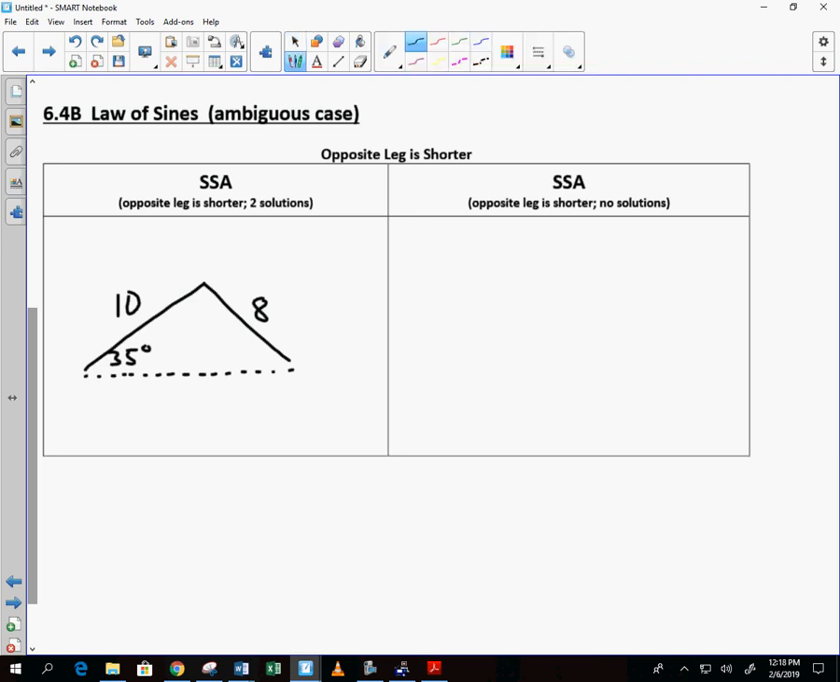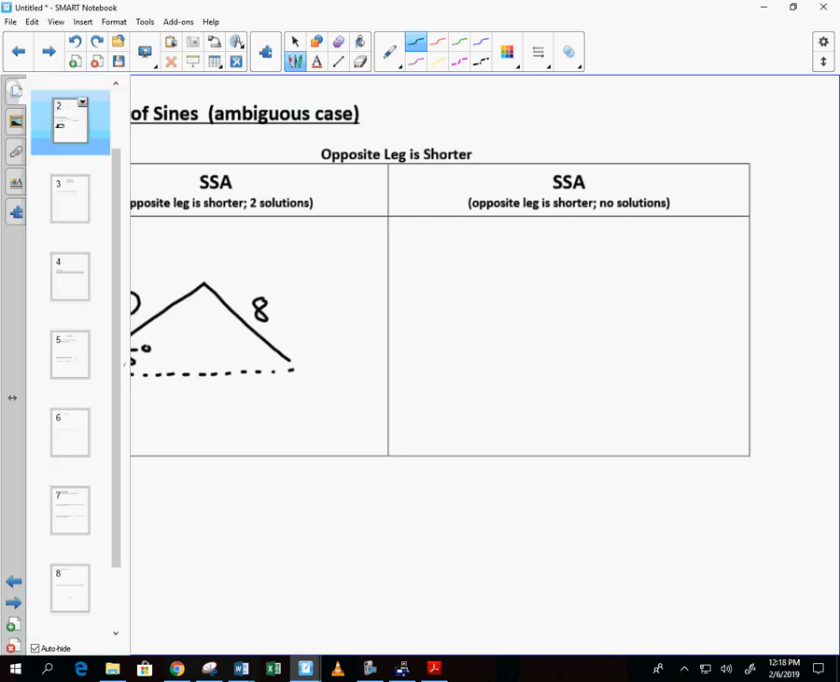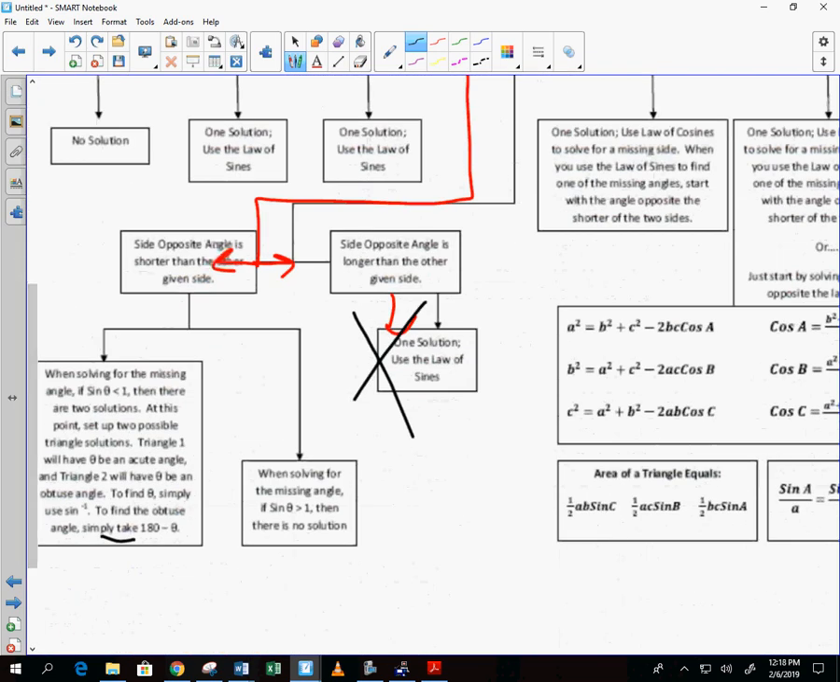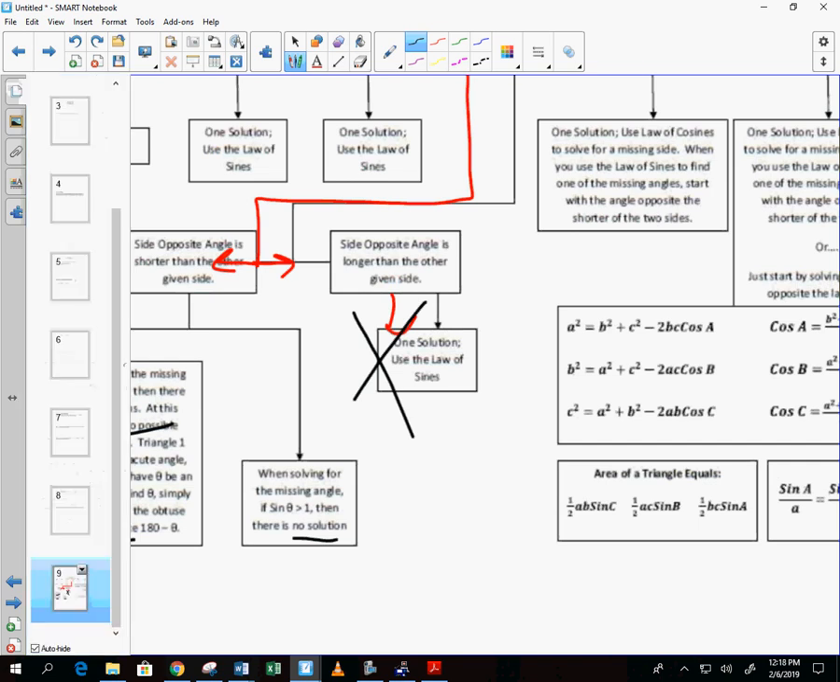You can see that I have 10 and I have 8. And if you follow the decision tree, it says that if you consider the side opposite the angle, is it longer than the other given side or is it shorter than the other given side? And yesterday we did all the ones that were longer, right? But today, you can see it's shorter than the other given side. That could end up with a no solution scenario, or that could end up with a two solution scenario. And so we want to investigate that piece right now.